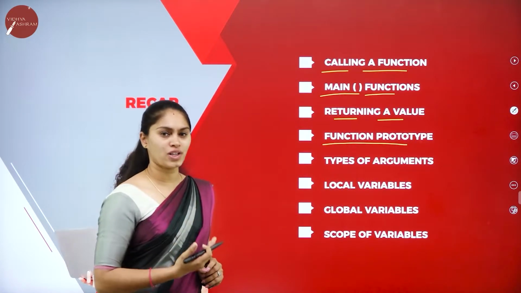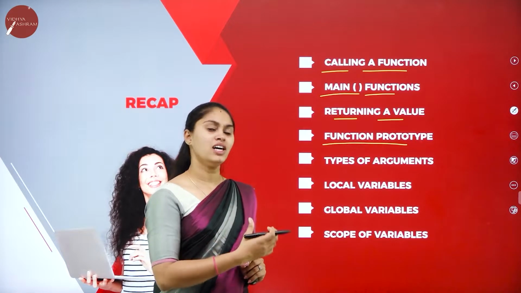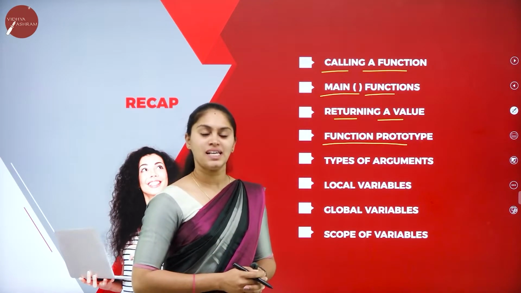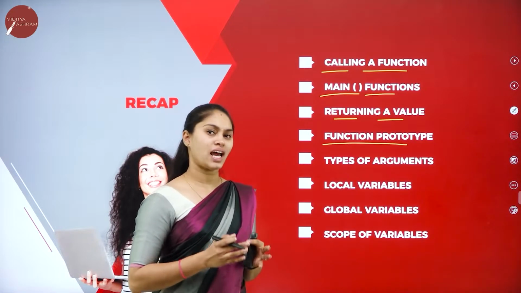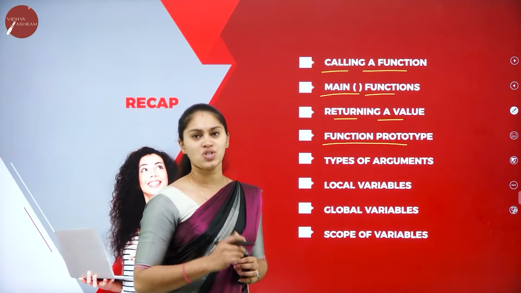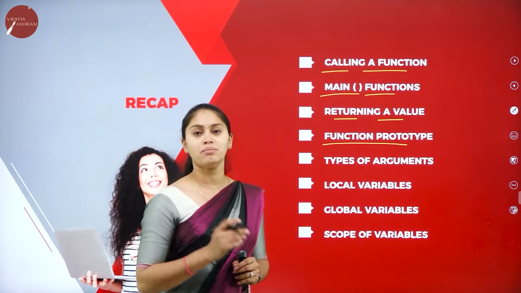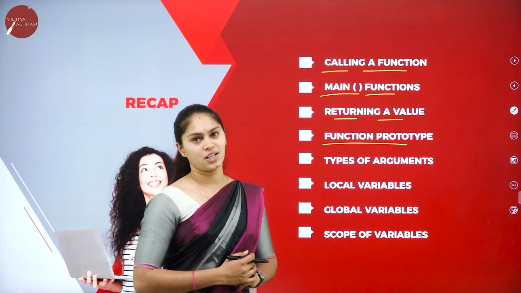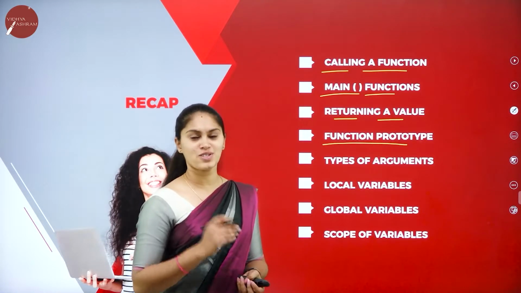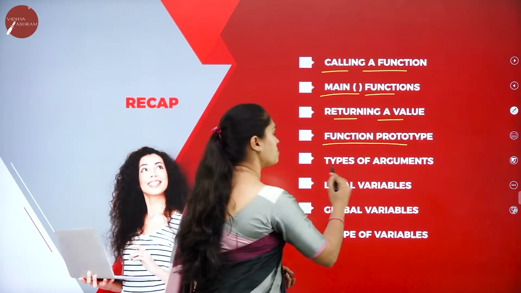And I also discussed the function prototype. We use the return type specifier, function name and list of arguments, and at last we put a semicolon. That indicates what type of function we are using, what its return type is, what the name of the function is, and what number of arguments we are sending to our function. That is nothing but the function prototype.